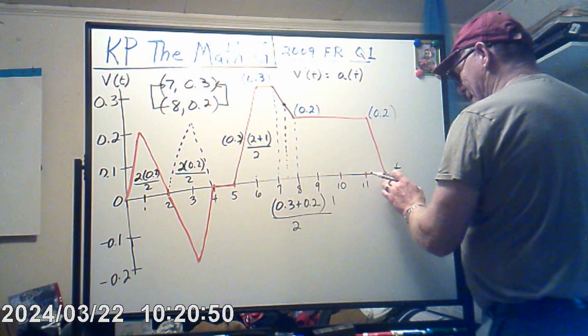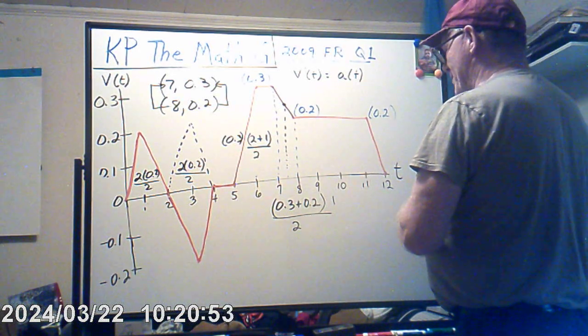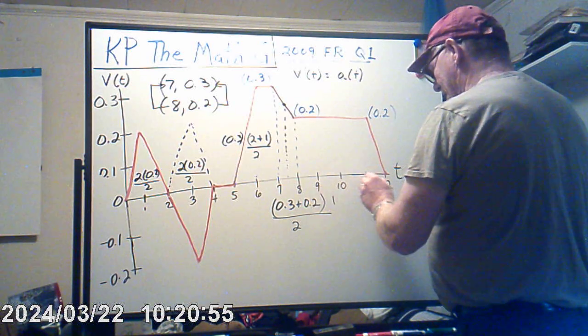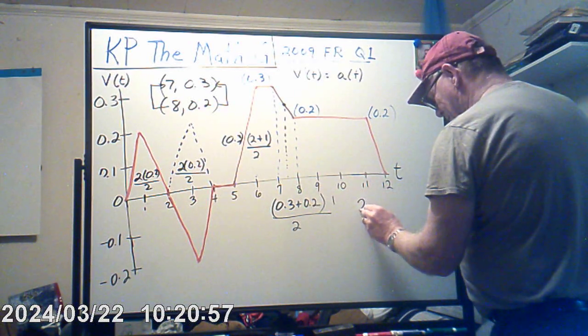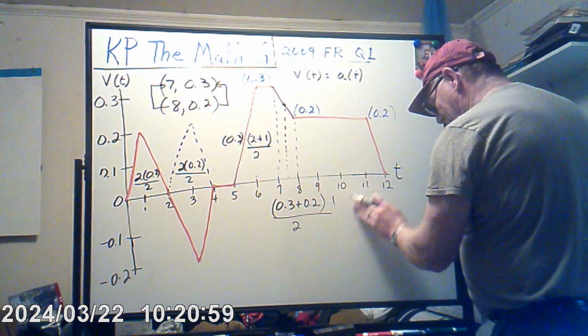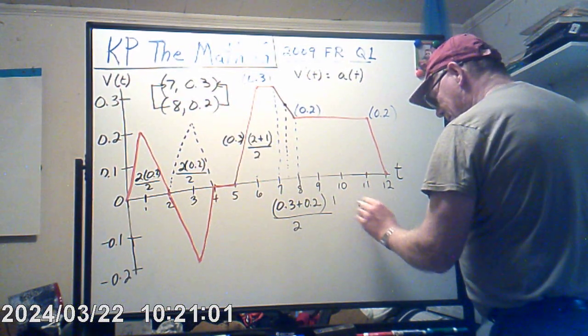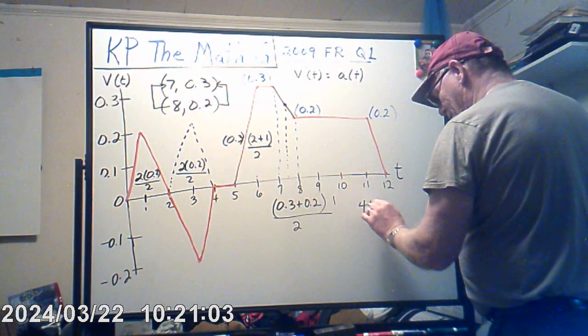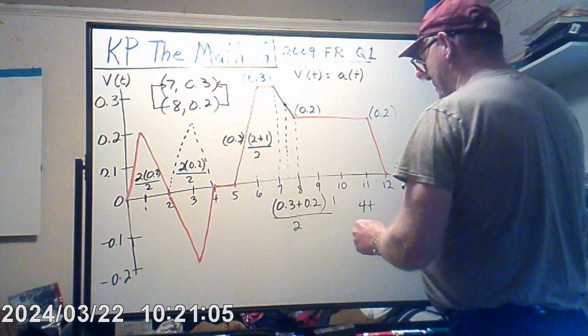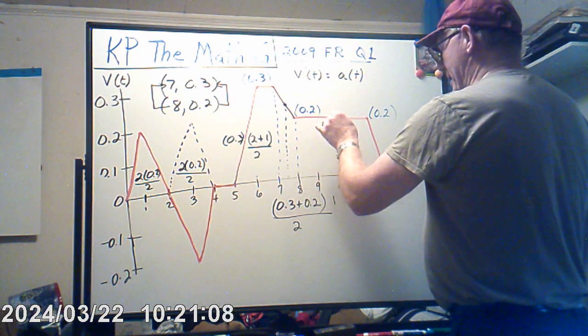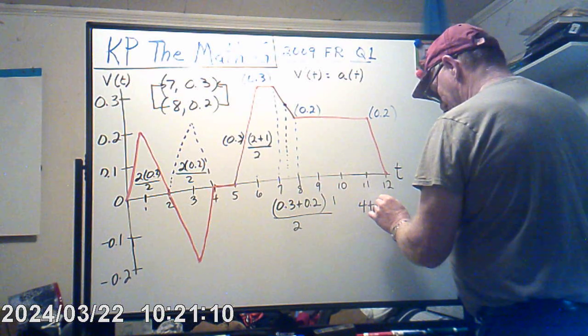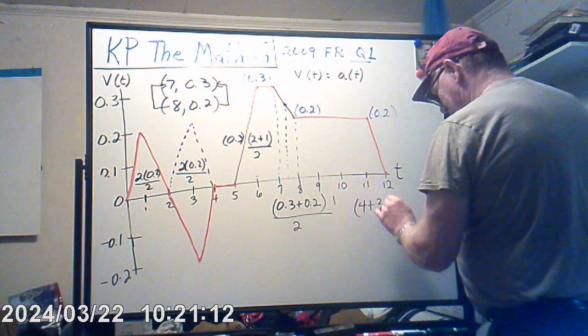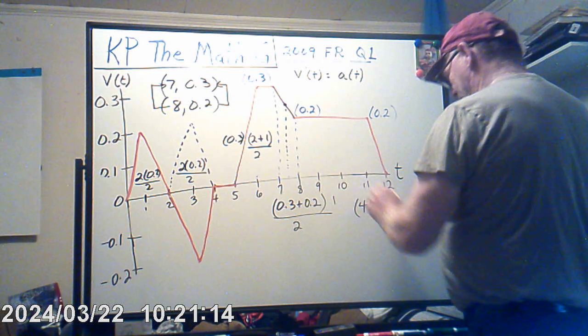Alright, so now we got that one's from 7 to 8 right there. So from 8 to 12, that's a trapezoid too. 9, 10, 11, 12. So 9, 10, 11, 12 is 4. 4 plus, how much is this one? 9, 10, 11 plus 3. The height is 0.2.